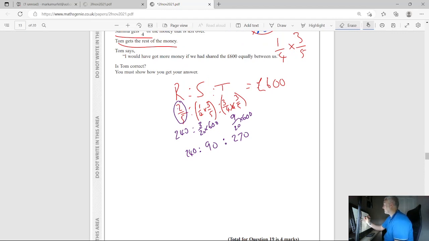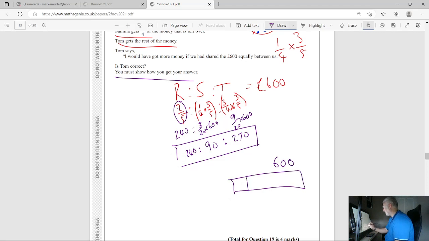Now, back to the question. Tom says, I would have got more money if we'd shared the £600 equally between us. Is Tom correct? You must show how you get your answer. So again, I must show that. I've shown how much he actually gets. So Tom gets the 270. So all I've got to do is say, if we split that equally into 3 parts, they're not equal blocks, so let's say we split that equally into 3 parts.